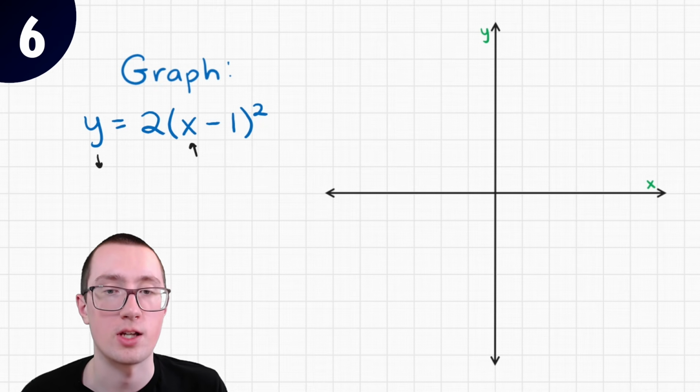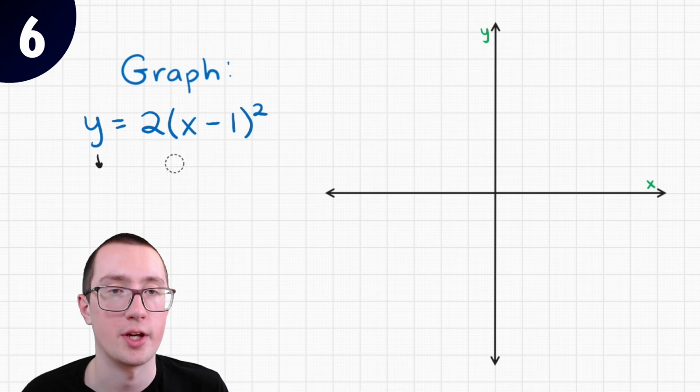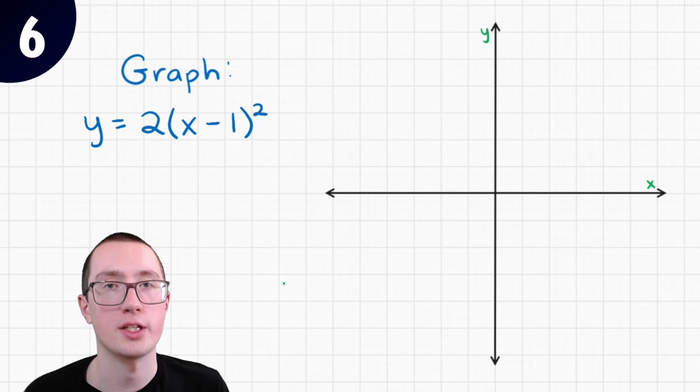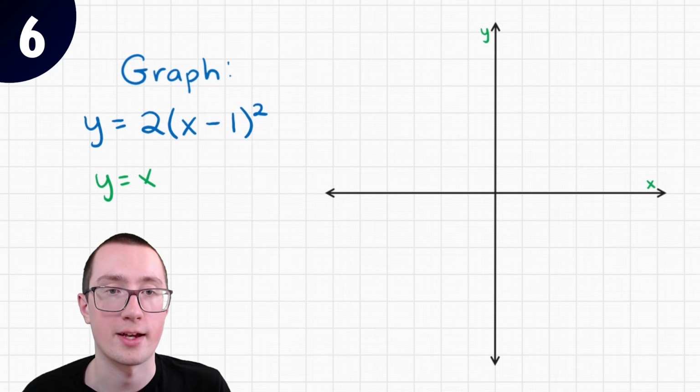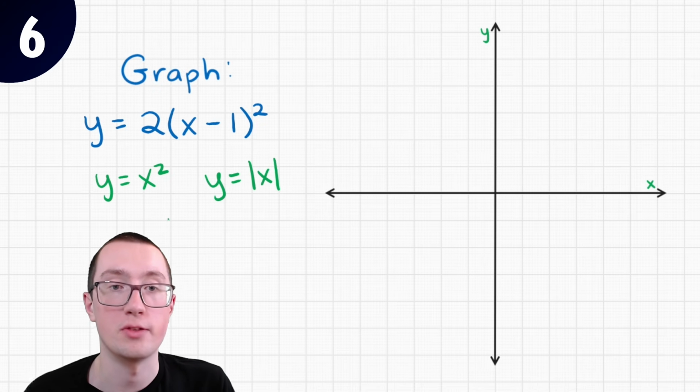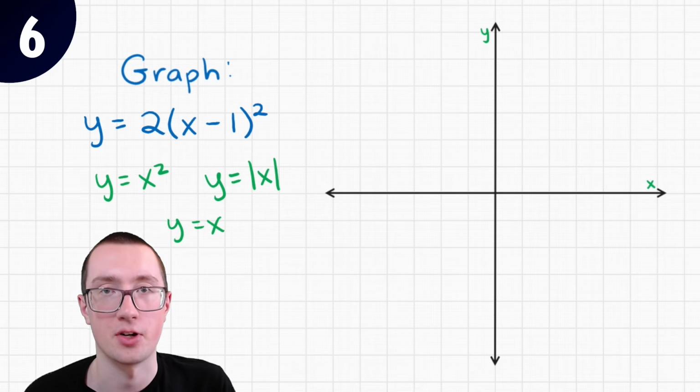But that would take a long time. So there's actually an easier way to do this. We can use something called transformations. And transformations are basically where you take a parent graph, the simplest graph that you can take, and then you figure out what the extra numbers are doing to it. So some examples of parent graphs are y equals x squared, or another common one is y equals the absolute value of x, or even just y equals x, that's a parent graph.